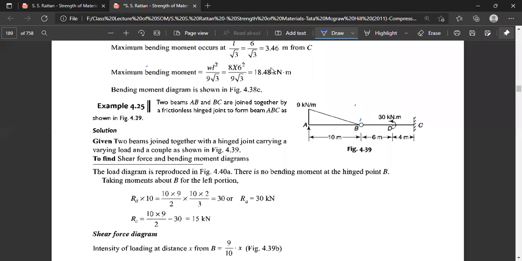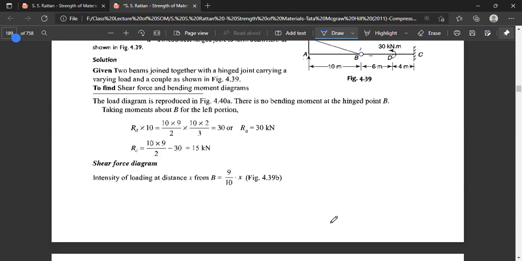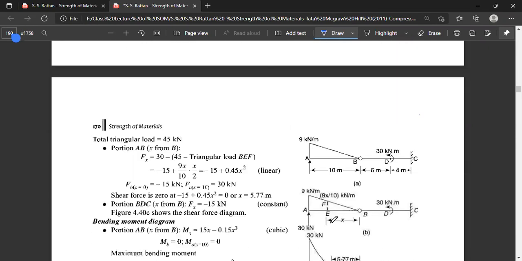9 at the end A, and the next beam BC is loaded by a torque of 30 kilonewton-meter at the point T, which is away from the end B by 6 meters. Now, beam AB is supported at the end A, and the beam BC is supported by a cantilever support at the end C. Now, we have gone through the load diagram. There is no bending moment at the hinge joint at B.